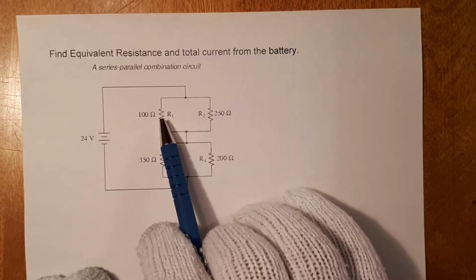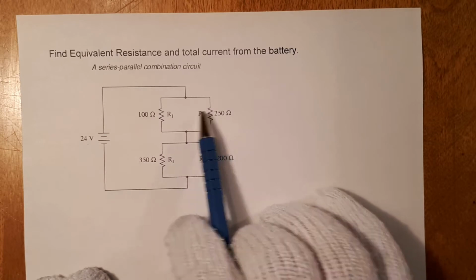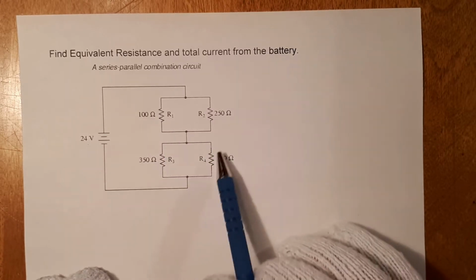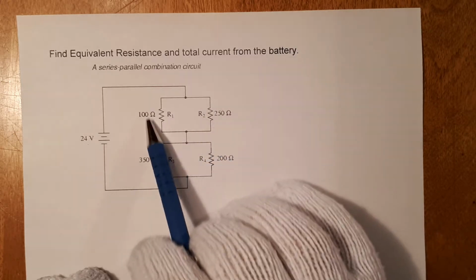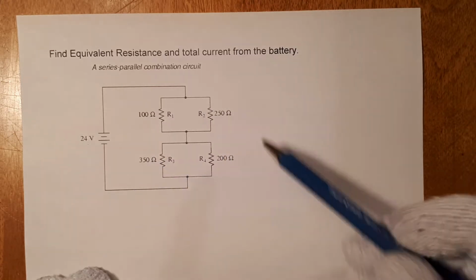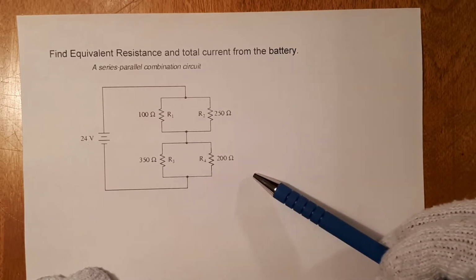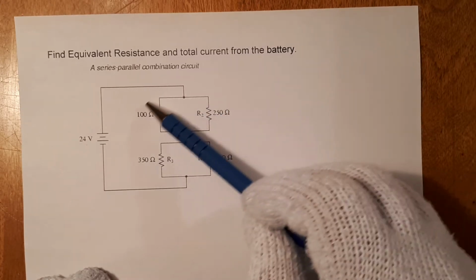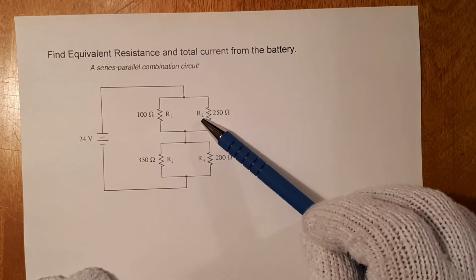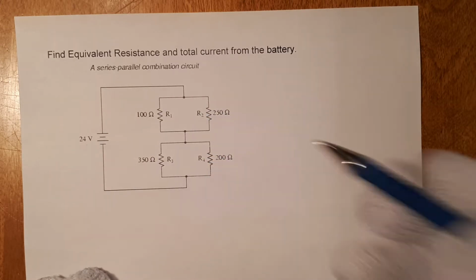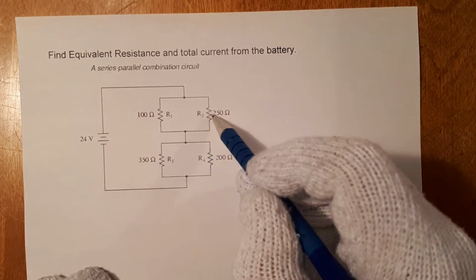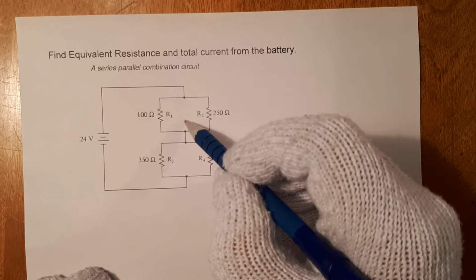And looking at this, I can see that these two are in parallel to each other, and these two are in parallel to each other, and this grouping is in series with each other, going this way. So we'll need to tackle this a little at a time. We could start with this one. They're both in parallel, and find the equivalent resistance, and that equivalent resistance would be placed in here, down the middle. So I'll separate these two into one and put it down the middle.